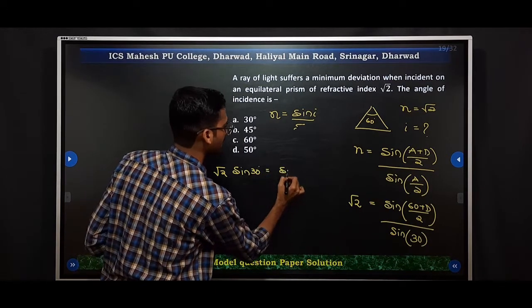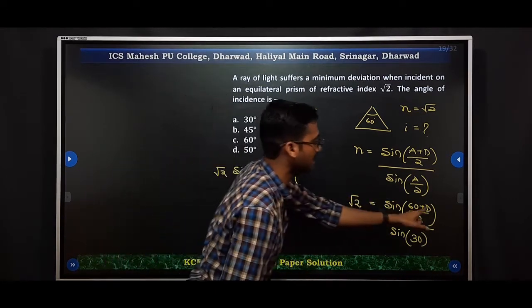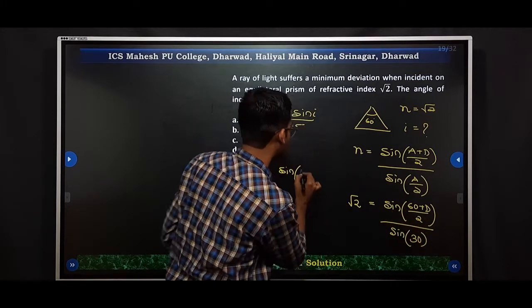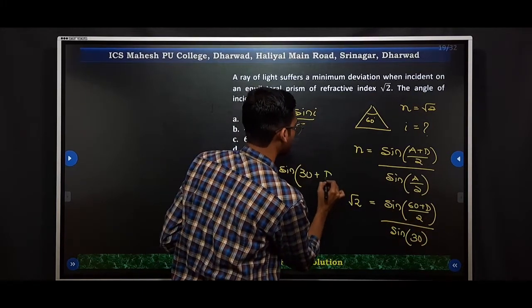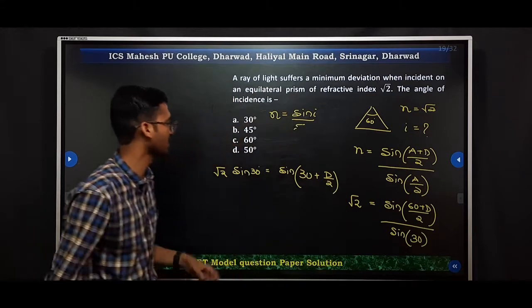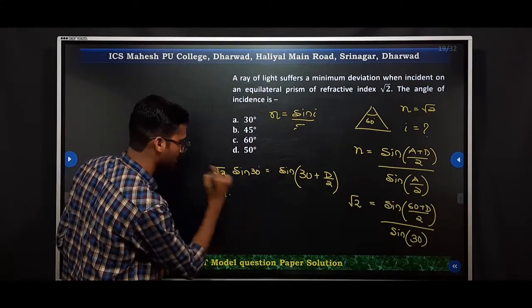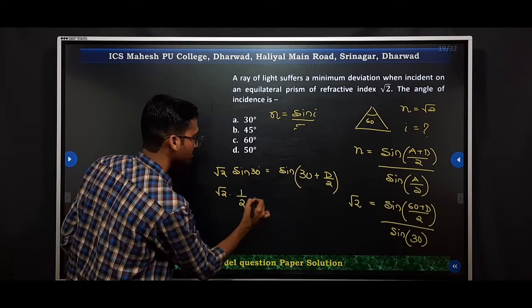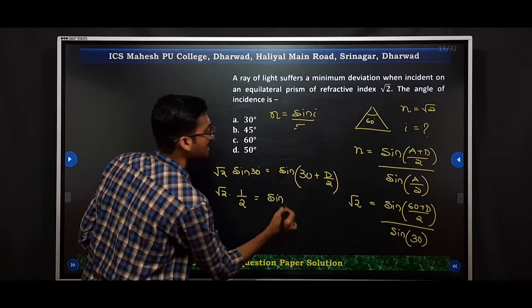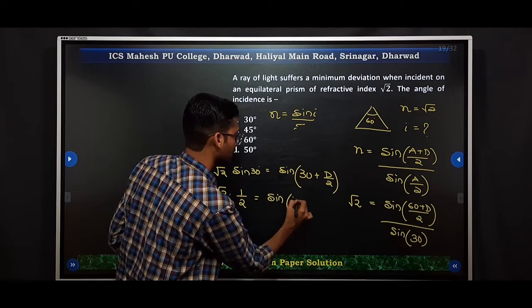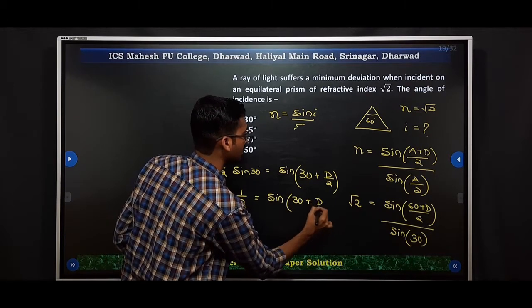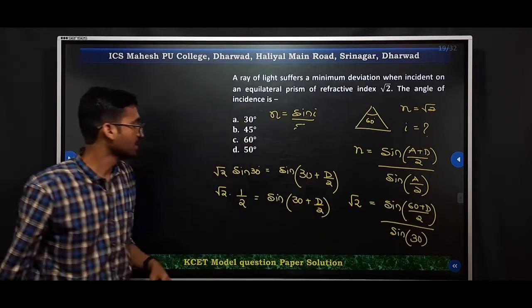is equal to sine of (60 plus D) whole divided by 2. 60 by 2 will be 30 plus D, whole divided by 2. Now, root 2 into sine 30 is how much? That is 1 by 2, so root 2 into sine 30 is equal to sine of (30 plus D) whole divided by 2.